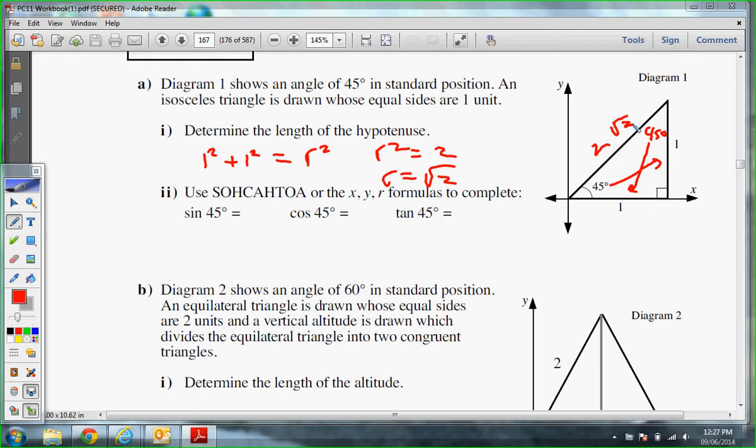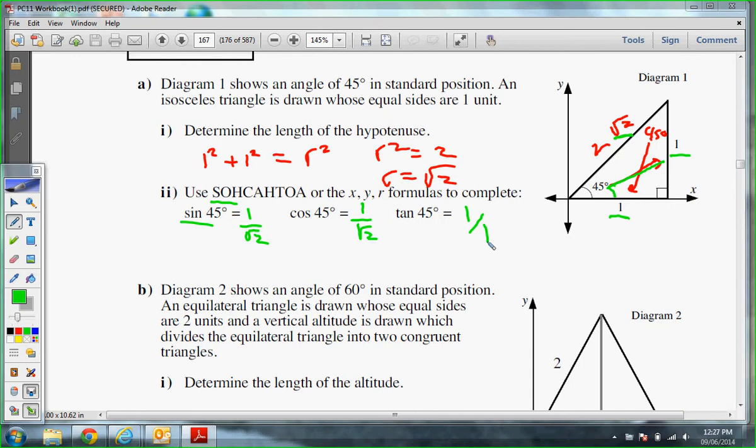So now from that angle that they gave us, sine 45, they want us to do sine. So remember, it's your SOHCAHTOA, opposite over hypotenuse. So opposite of this 45 is 1, hypotenuse is root 2. This is 1 over root 2. Cosine of 45 is adjacent over hypotenuse, 1 over root 2. And tangent 45 is 1 over 1, which is 1.